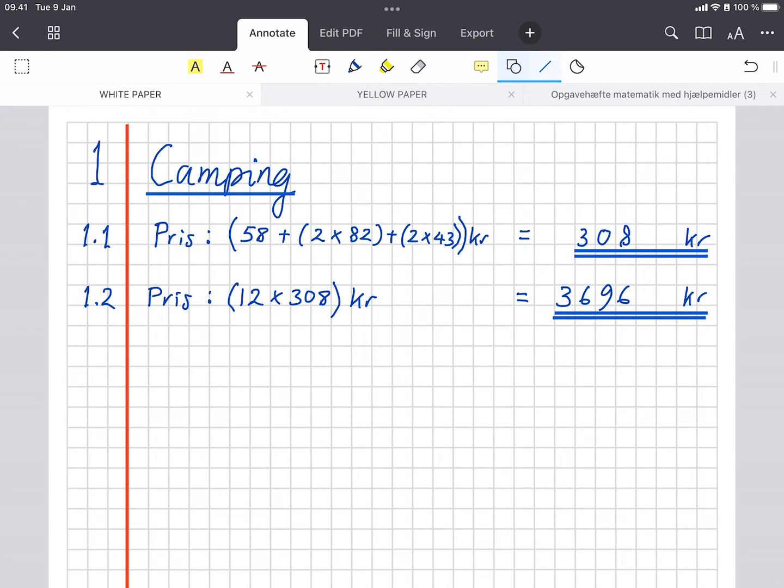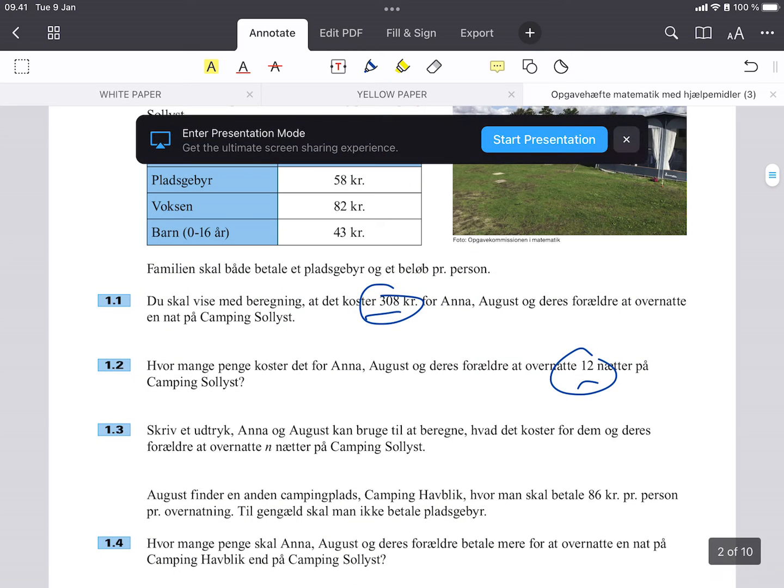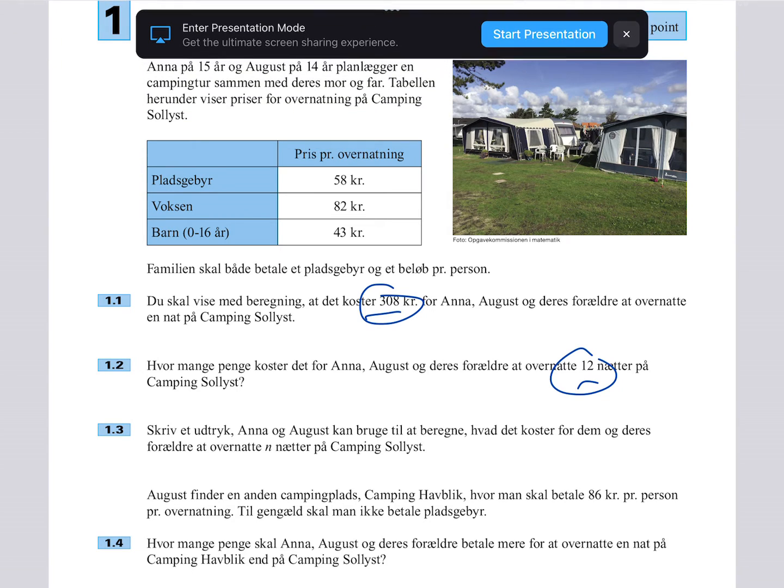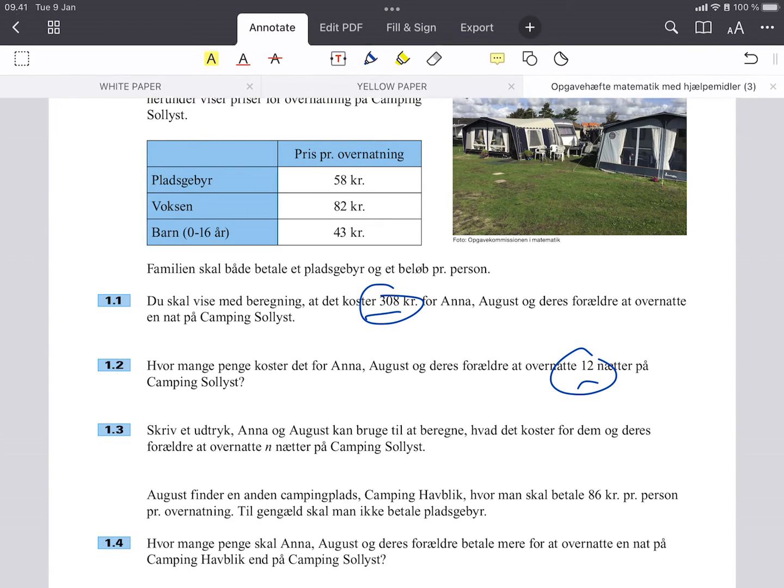Okay, question part 3. Write an expression Anna and August can use to calculate what it costs for them and their parents to stay N nights at Sollust camping.